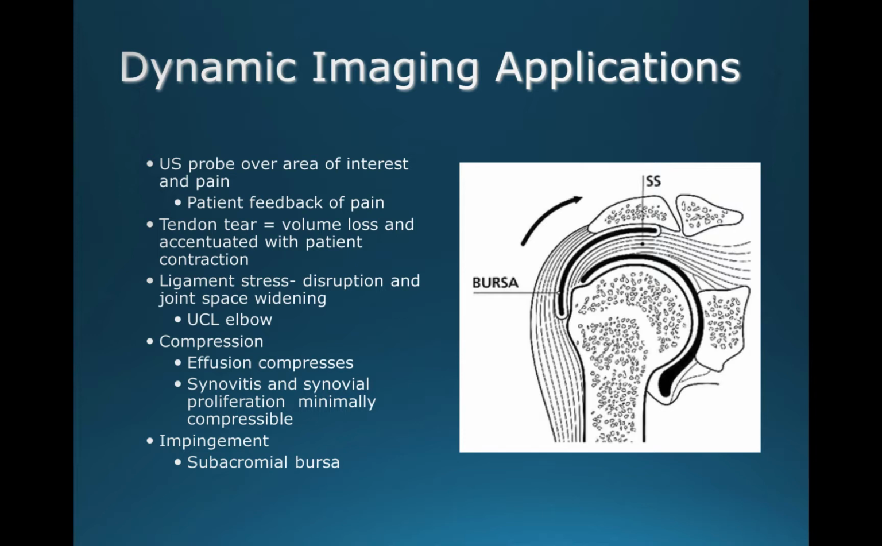You can also compress, so you can look at fluid; joint fluid usually compresses. You can also look at synovitis and synovial proliferation, which is more minimally compressible. Synovitis and synovial proliferation are more in your rheumatoid arthritis or autoimmune diseases. Then you can also look for impingement, such as here in the subacromial bursa.